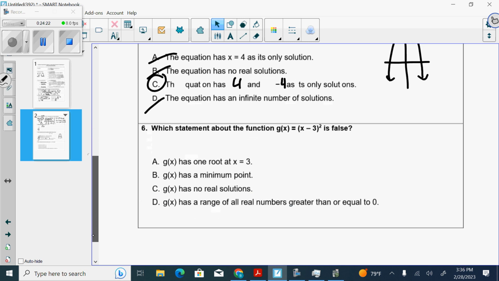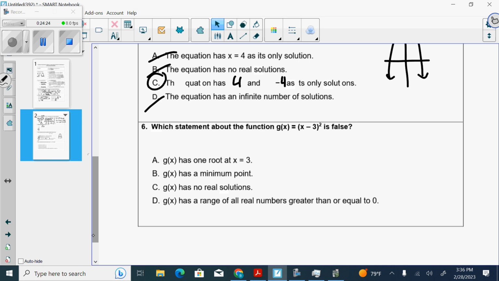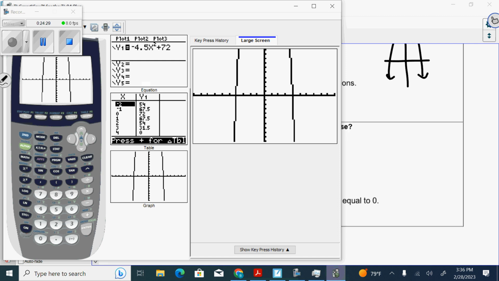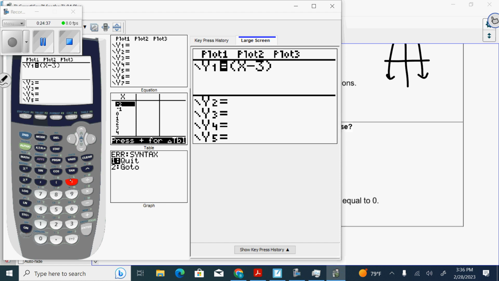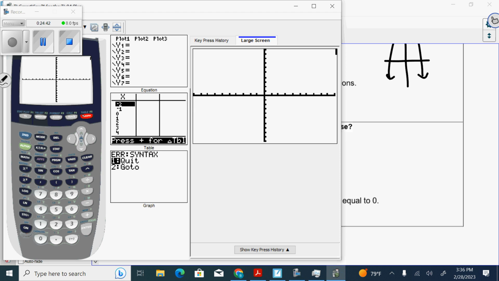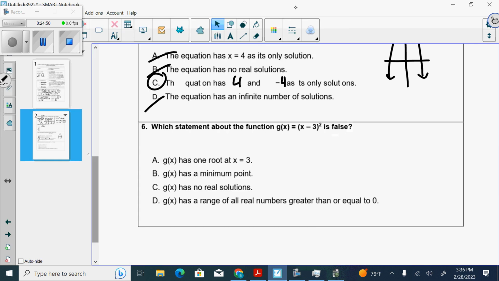Last one. Number 6, which statement about the function is false? Now I need to go type that equation in. So I go to y equals, and I'm going to put in parentheses, x minus 3, close the parenthesis, put a square on the outside. So we graph it. And again, we've got some parabola. This time it looks something like this. We're looking for the one that's false.